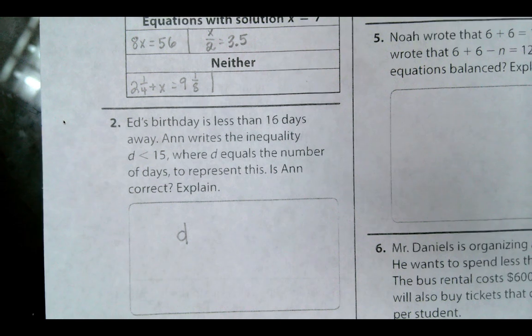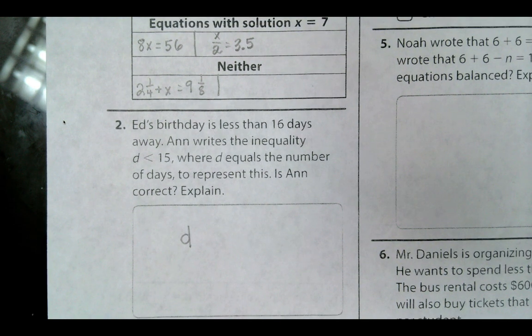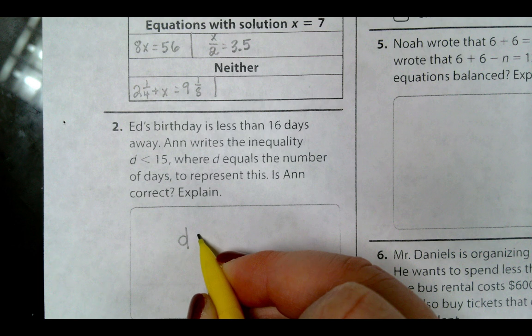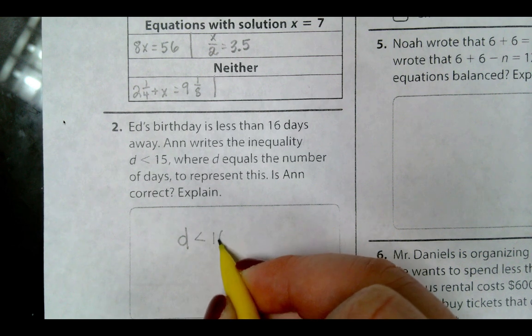D is greater than 16? Oh, greater than 15? What do you think? D is less than 16, because Ed's birthday, for D, the number of days, is less than 16 days away.